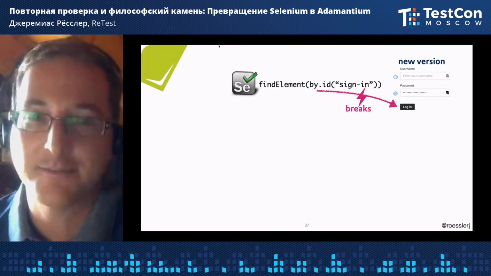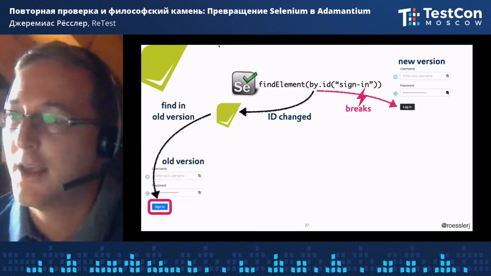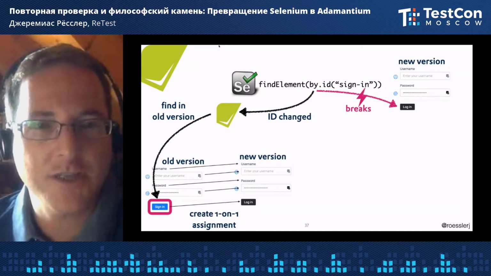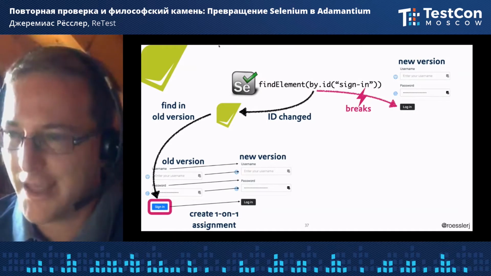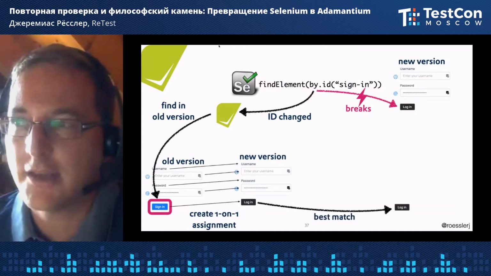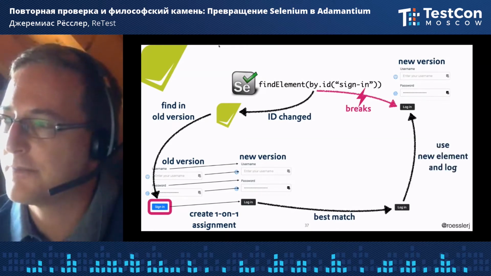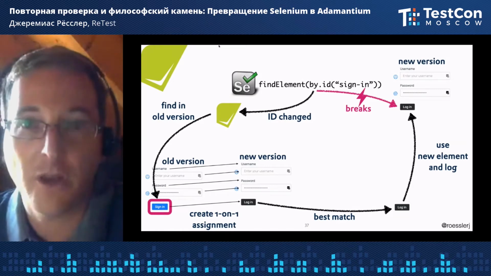Sorry about that. Okay, so as I said, we create this one-on-one assignment that's very robust to changes, and what we can do then is still correctly identify the element and return it as a best match. And then we log that change.